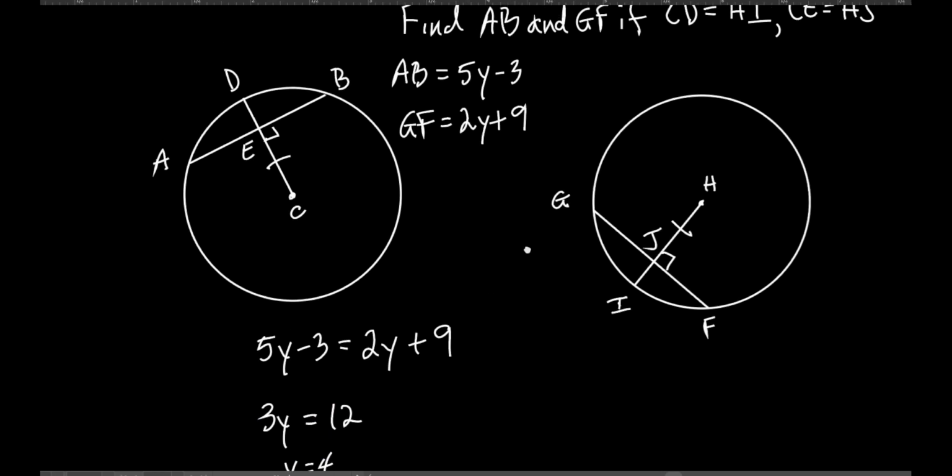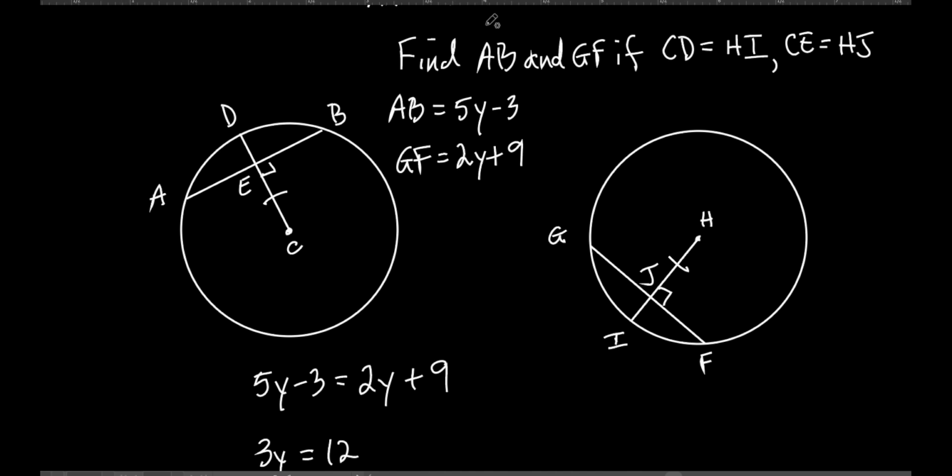But that's not what they ask for. I mean, you need to know it. But what do they ask for? The length of AB and GF. So if I find one, what's the other one going to be? The same exact thing. Okay?